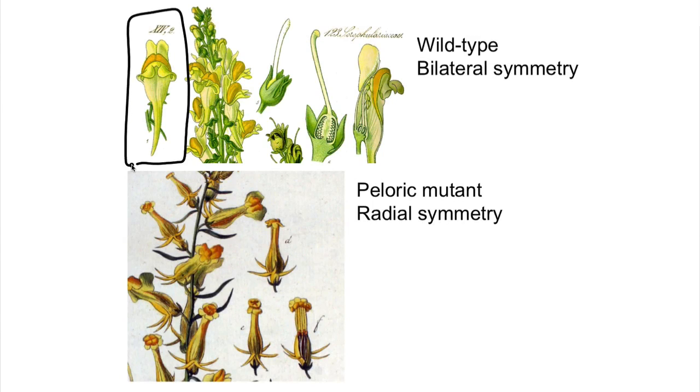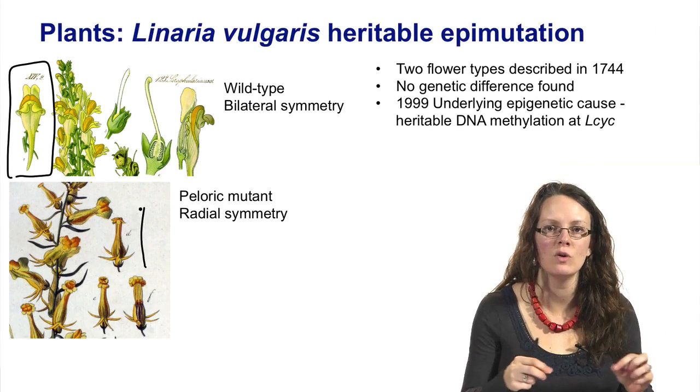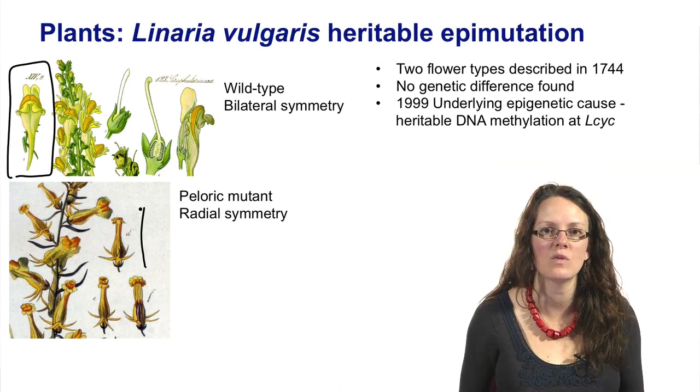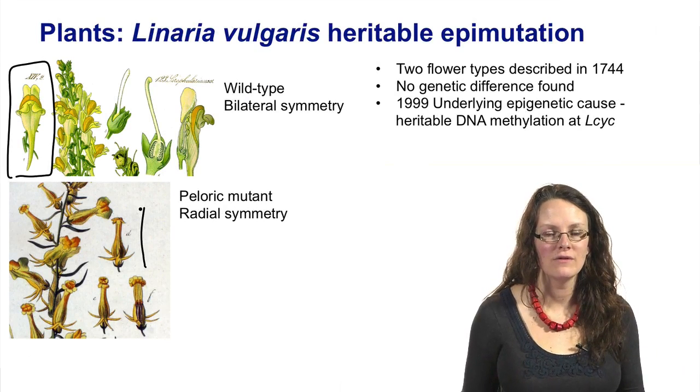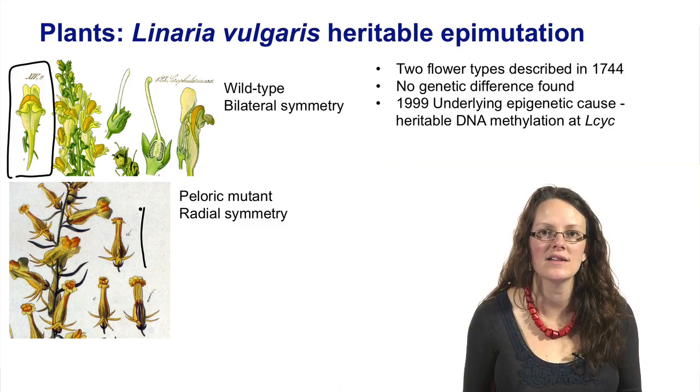But the other version of the flower, which is called the peloric mutant, has quite a different flower structure. You can see that here. It has a radial symmetry, and this radial symmetry, with the small petals coming out, is quite different to the wild type flower. So for a very long time, these were believed to be two different strains of the Linaria vulgaris plant.